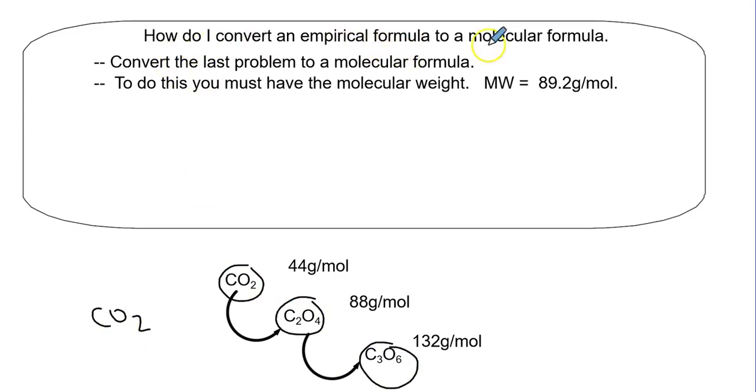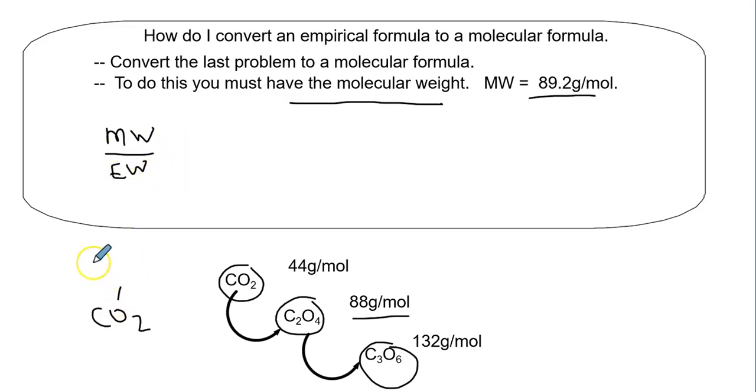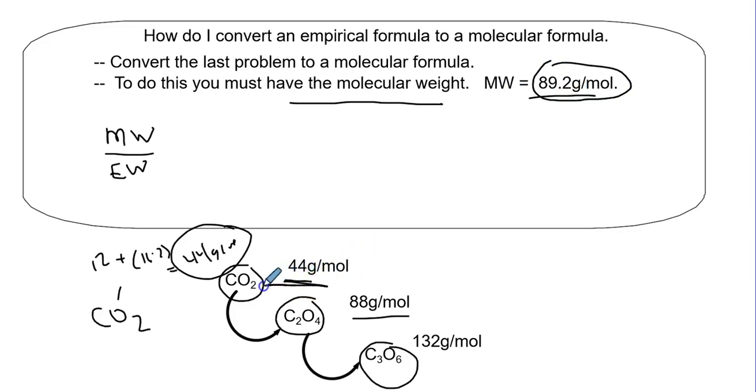How do I convert an empirical formula to a molecular formula? Okay, well, first of all, you need your molecular weight. The actual one weighs that much. So it's the closest one, that's 2. How would we do this? We would take your molecular weight divided by your empirical weight, how much this thing weighs. So this thing is 12 plus 16 times 2 equals 44 grams per mole. So if this was 44, then this would be your actual result as well.